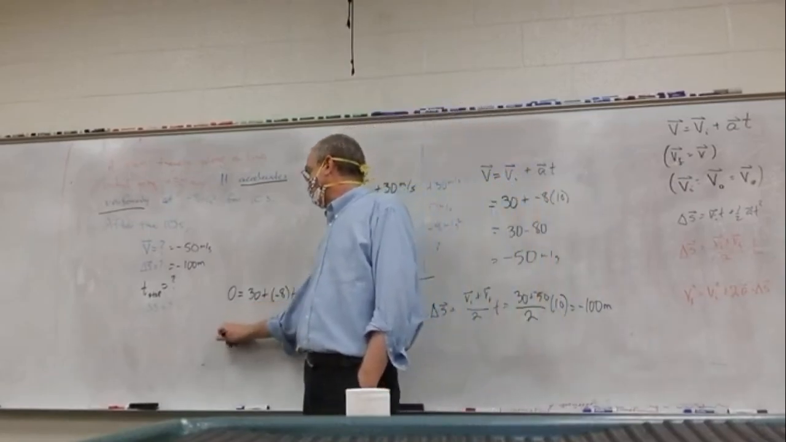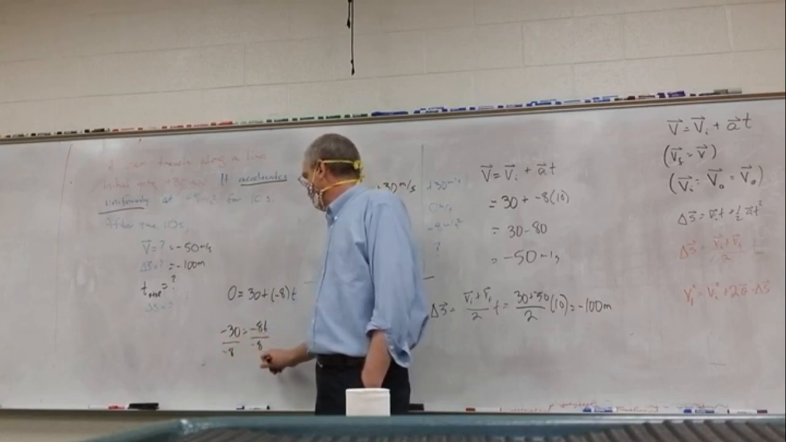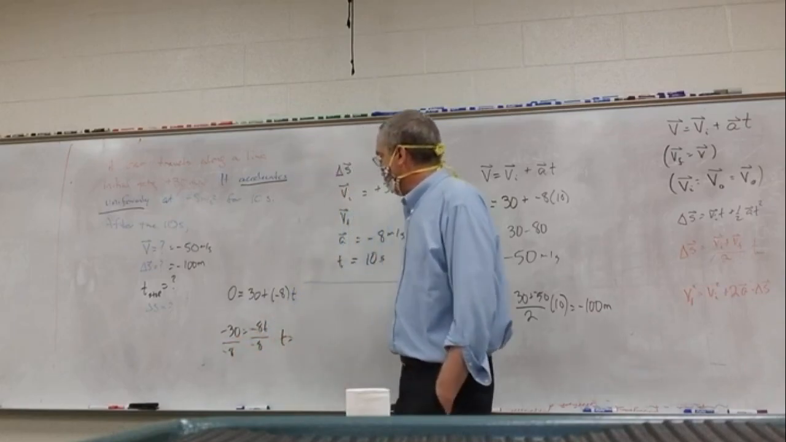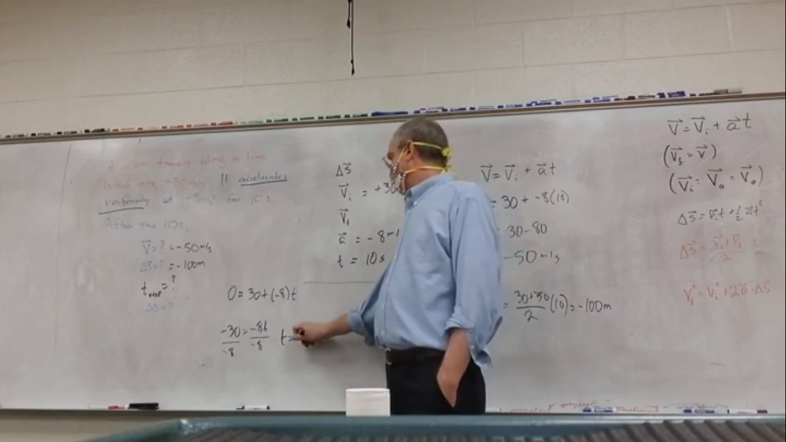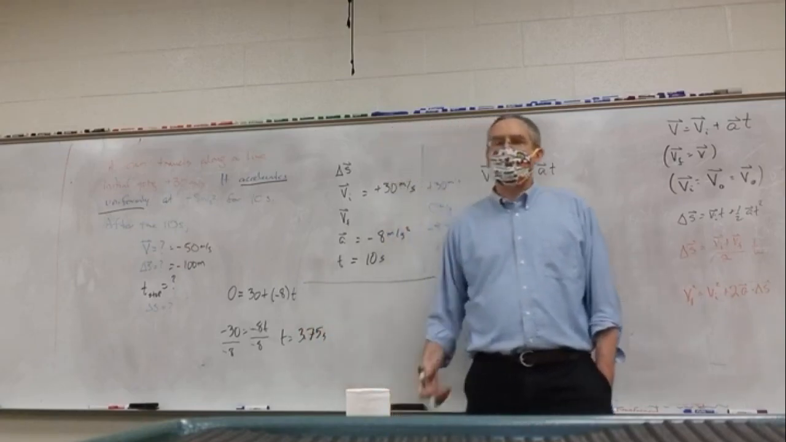So I subtract, so I get negative 30 is negative 8t divided by negative 8. And so time becomes 3/8ths, which is, it does end up being a positive number, which makes sense.